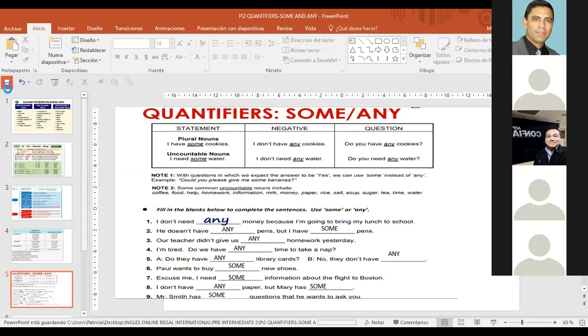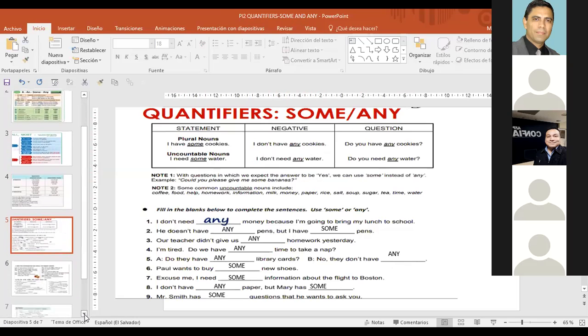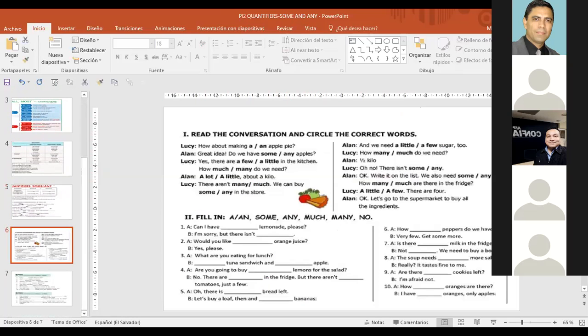Okay, very good. So now you know how to use some and any. Remember that some is for affirmative statements, any is for negative statements, and for questions, okay? So let's see the other slide because we have two more.